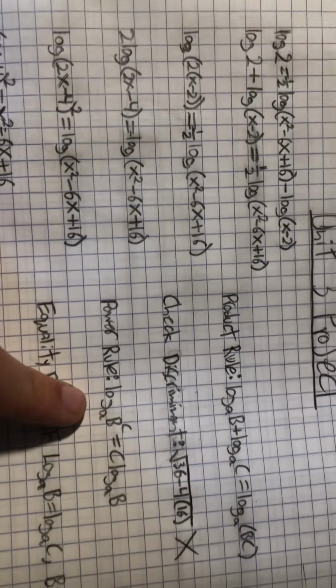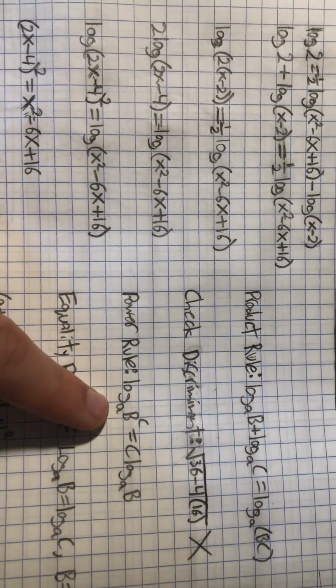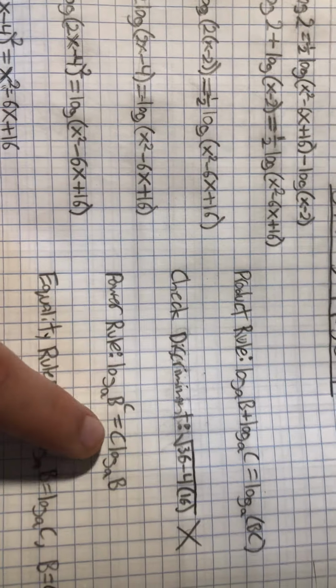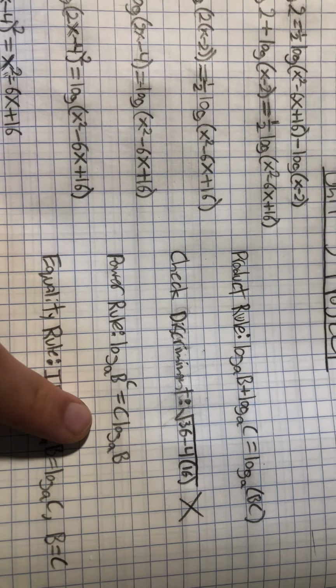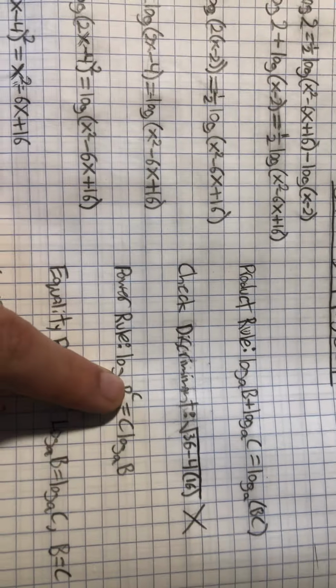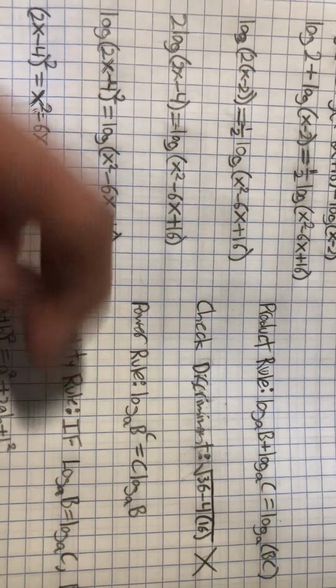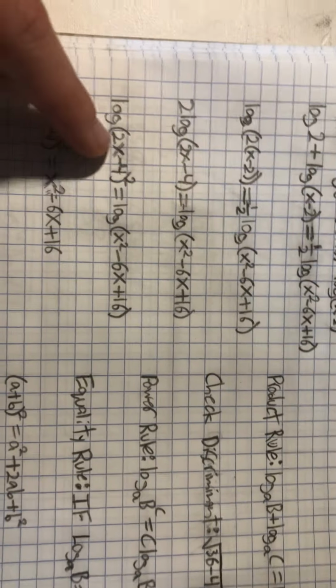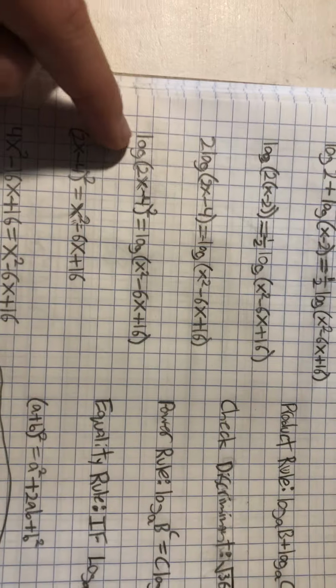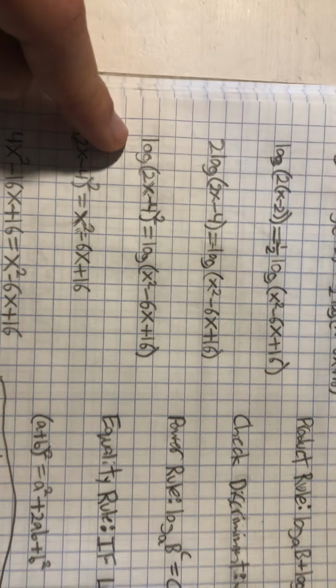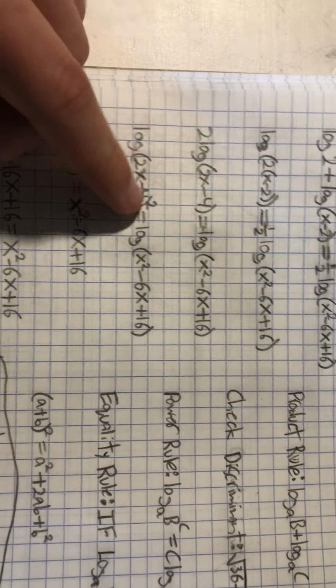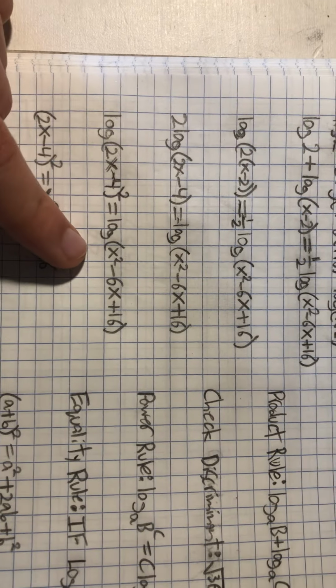I'm going to use the power rule. So log base a of b to the c power is the same as c times log base a of b. So we can just move the exponent to the left, outside the log, or vice versa. So here, instead of 2 log of this, I'm going to say log of 2x minus 4 squared equals log of yada yada.